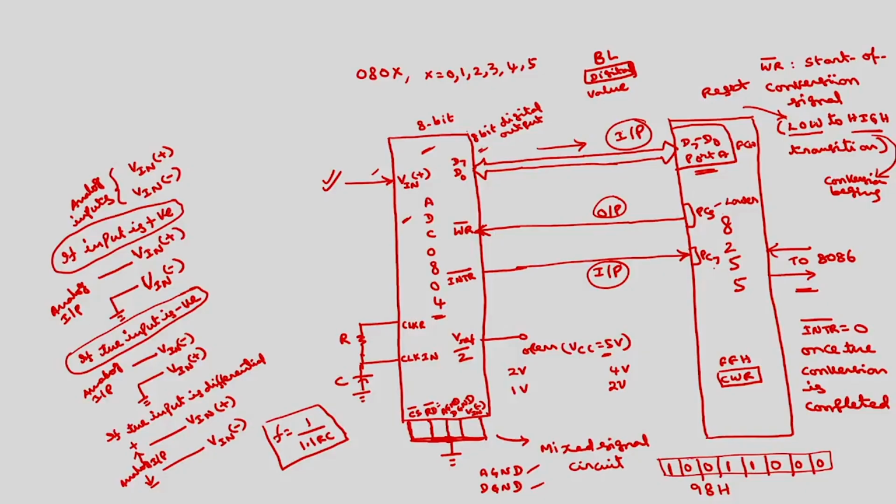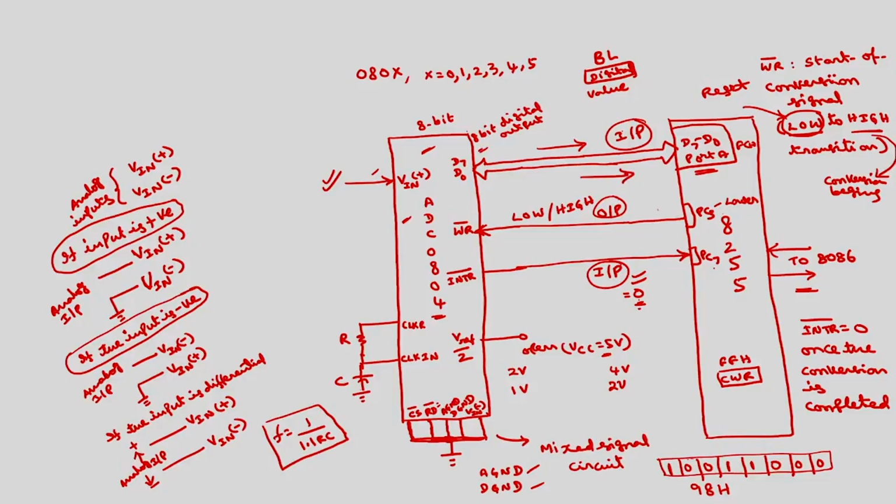You have to start the conversion, means you have to first send this signal low. Okay. Then after that you have to send high. Then the conversion will start. After that you check this input signal. If this input signal is 0, means conversion is over. If this is 1, you have to wait until this is equal to 0. Once this is equal to 0, you simply read the data. That is the procedure. Okay.